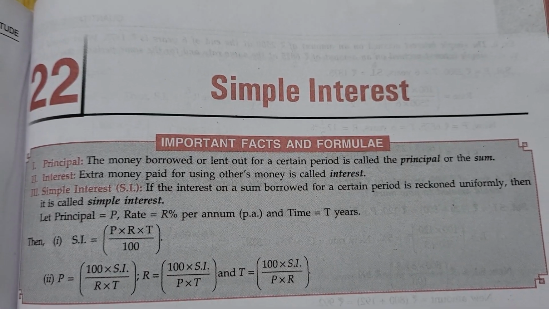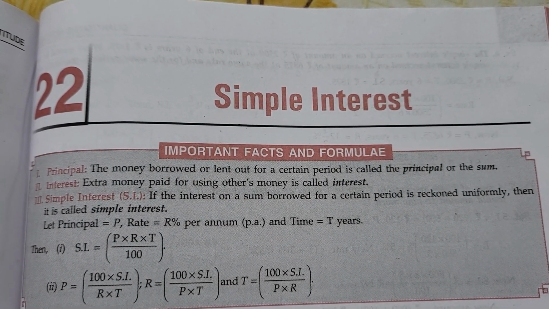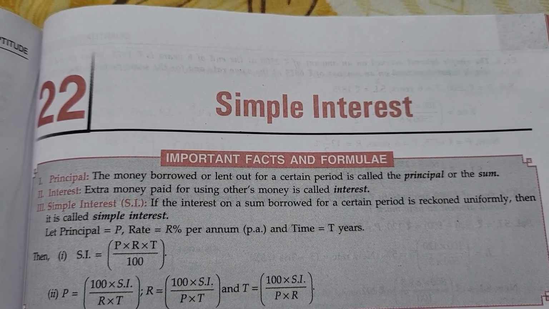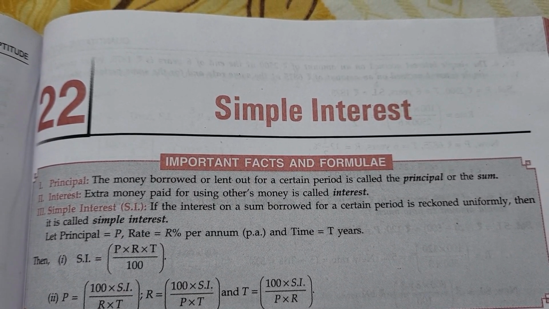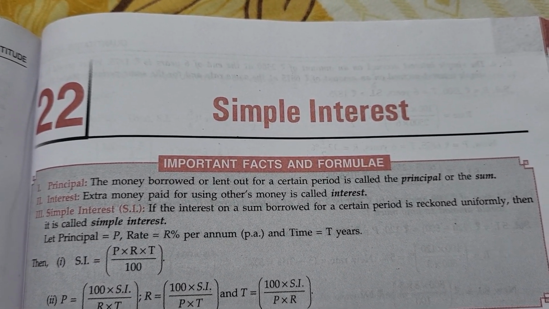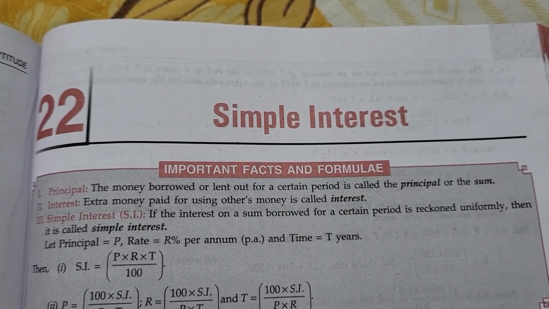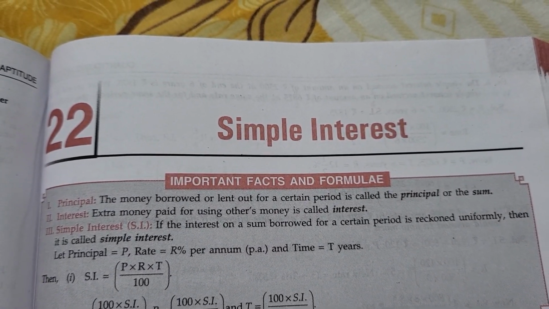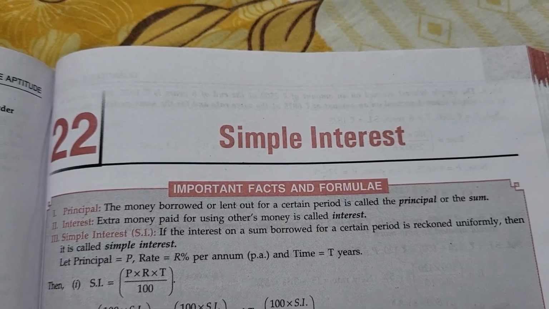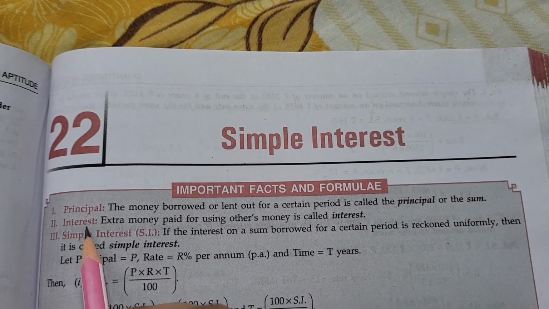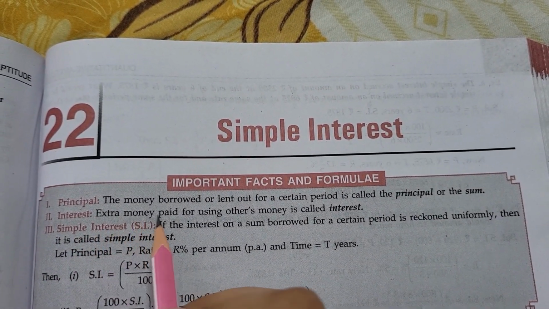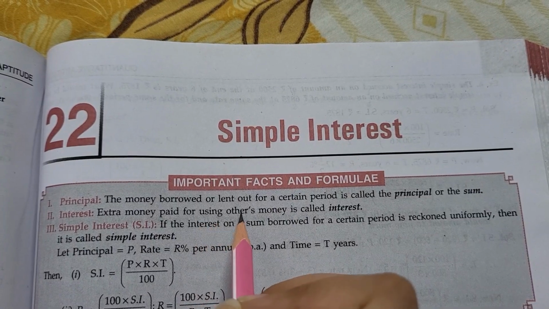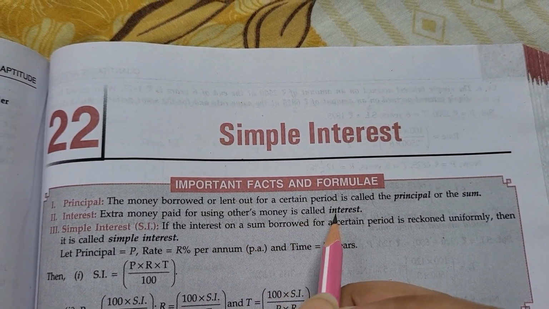Suppose I need some money. So I will go to a bank and borrow some money from the bank. Now the money that is being lent from the bank is known as the principal. Okay? Now what is interest? Interest is the extra money paid for using others' money.